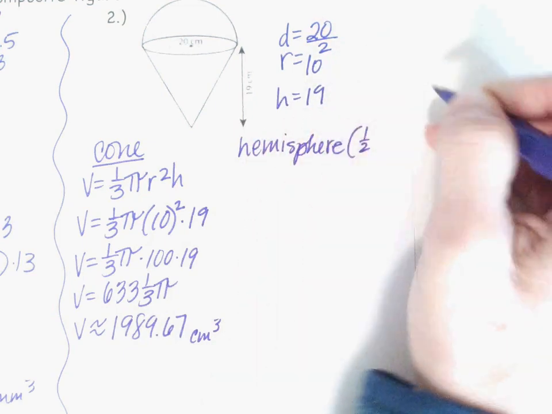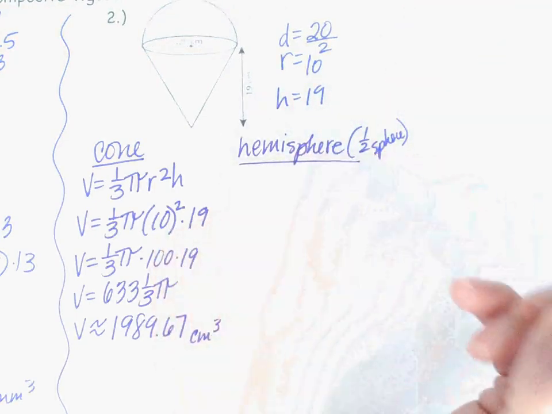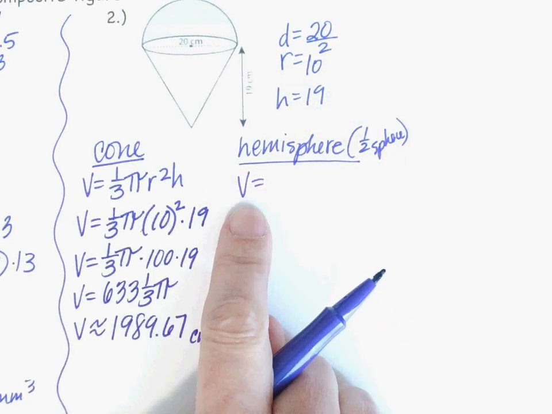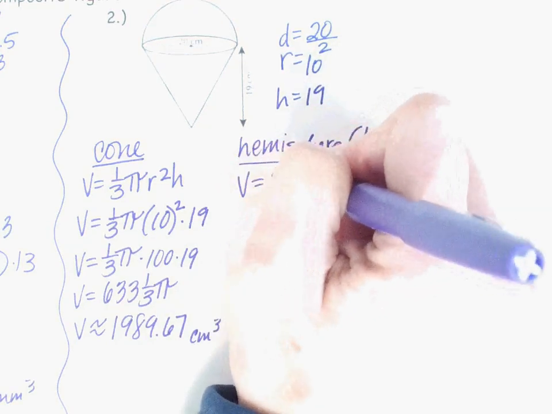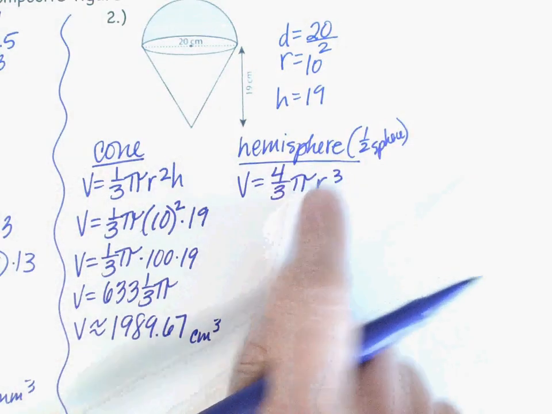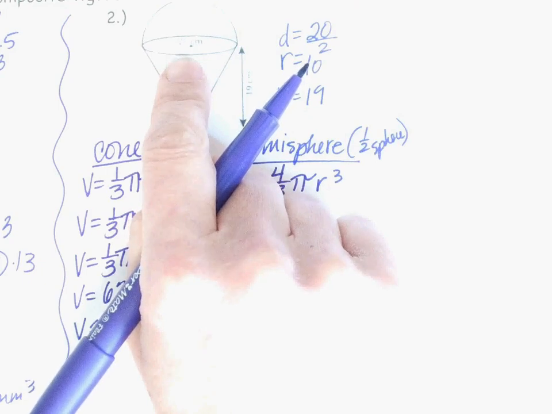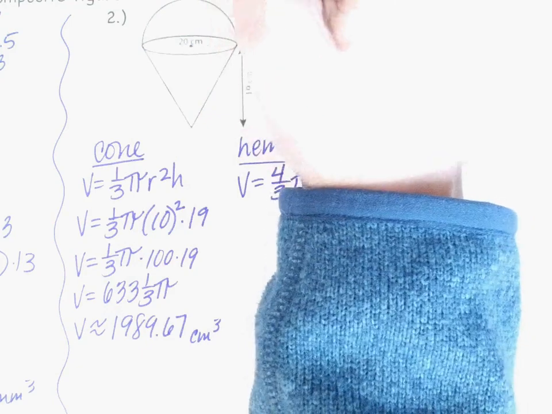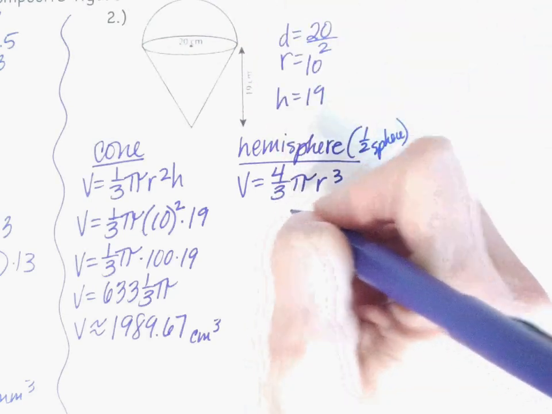Remember, this is half a sphere, but to do this, I find the volume of the sphere and then divide by 2 at the end. The formula is 4/3 pi r cubed. So let's go ahead and find the radius. The radius of this sphere, well, that's not given to us. The diameter is. The diameter is 20. I just divide by 2, and then I get 10. So my radius is 10.